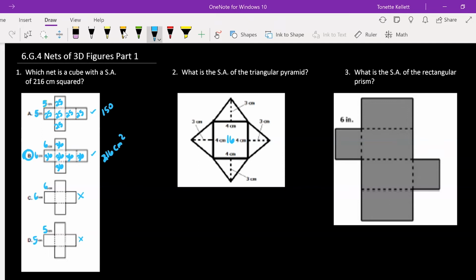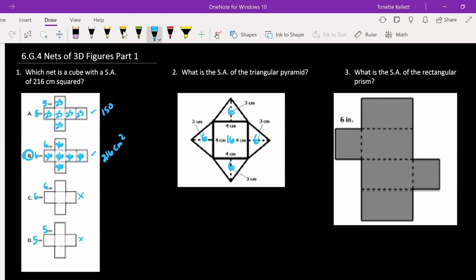Now, area of a triangle is one-half base times height. Base times height divided by 2. So 4 times 3 is 12. Divided by 2 is 6. So this would be 6. This would be 6. This would be 6. And this would be 6.